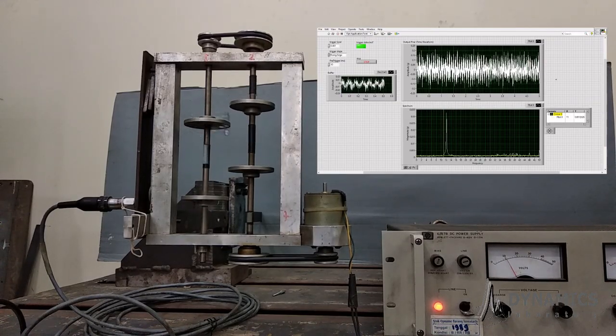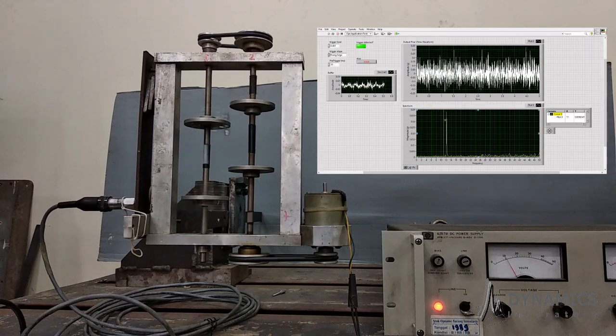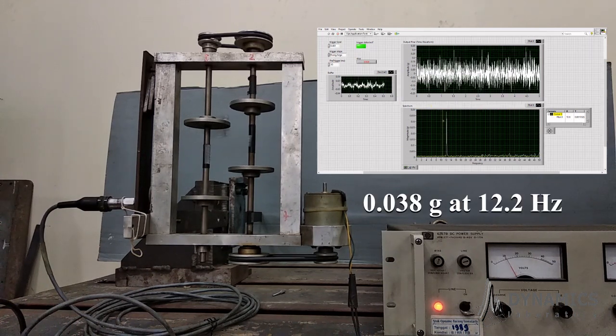For the fourth experiment, we choose the speed of the DC motor between the second natural frequency and the third natural frequency. Here, I choose about 720 RPM. We run the LabVIEW program. And from the lower graph, we see the vibration spectrum. From the cursor, we can see that the vibration occurs at 12.2 Hz and the vibration magnitude is only about 0.04 G.